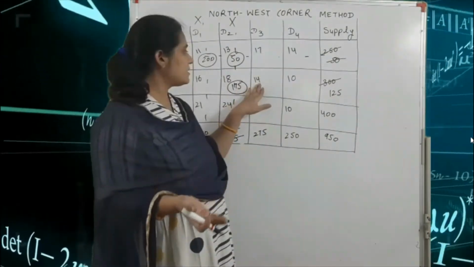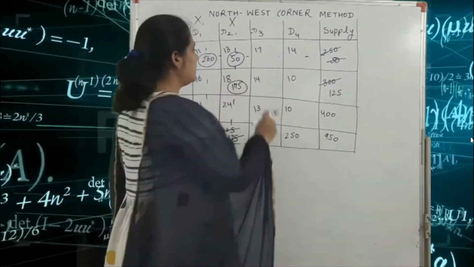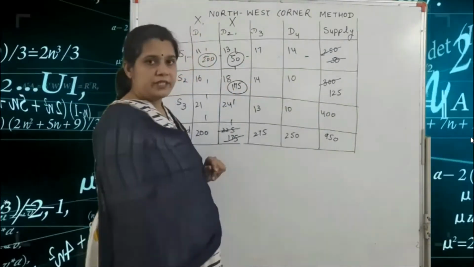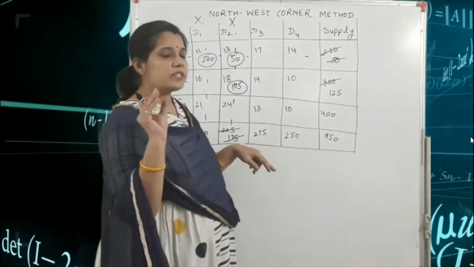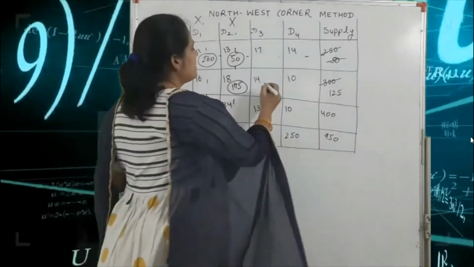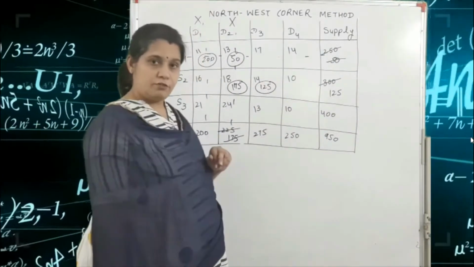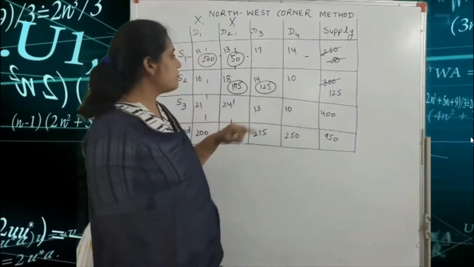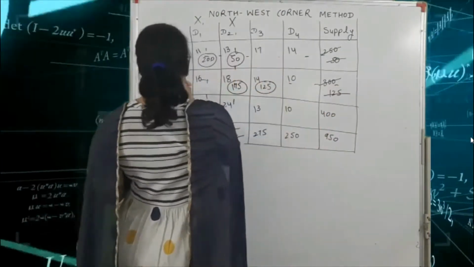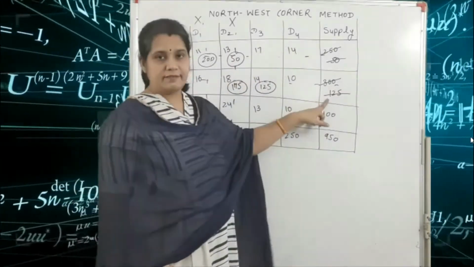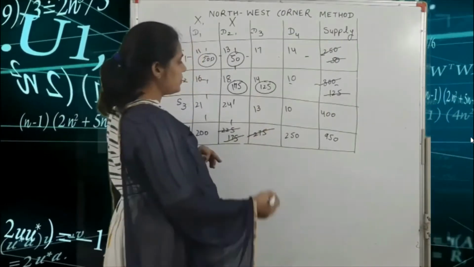Third column, third cell, that is the 14. According to 14, your supply is 125 and your demand is 275. So what is the minimum number? The minimum number is 125, so we immediately write 125 here. That means this row is cancelled because the total supply is satisfied. And you write here 275 minus 125.